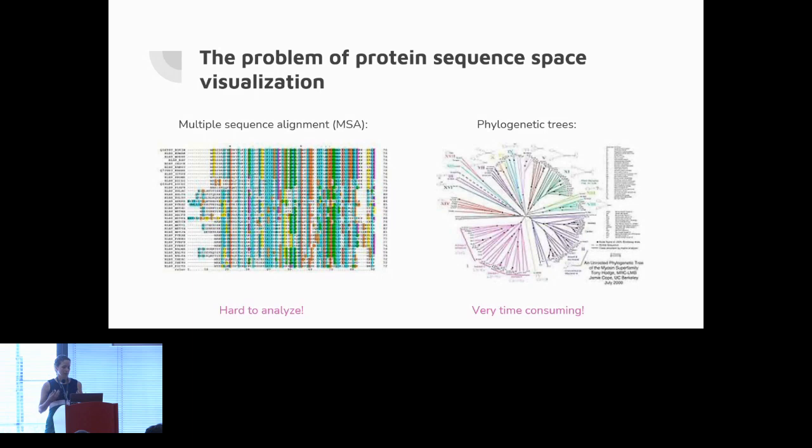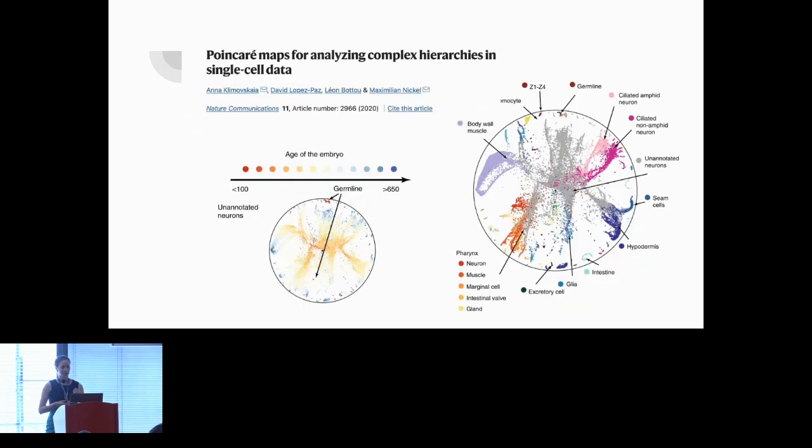So the idea of our project was to develop a projection technique that will take as an input a multiple sequence alignment and provide as an output an interpretable projection of protein families. And we were inspired by the work that was done by my friend and colleague Anna Klimowska, which is a projection method developed initially for single cell data. For those of you who are not familiar with this work, I highly recommend taking a look.